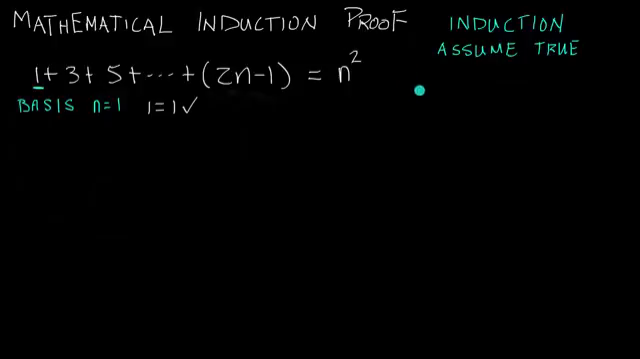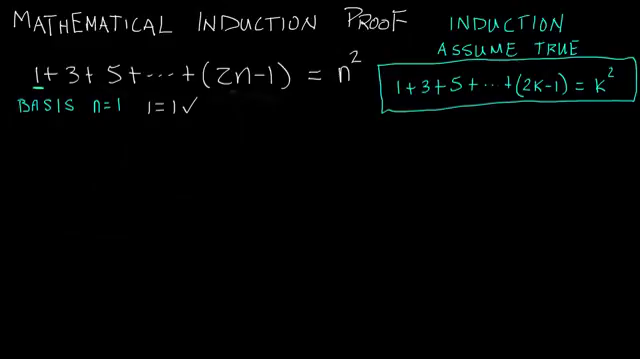What exactly we're assuming true is that 1 plus 3 plus 5 plus all the way up to some number where n is equal to k, so that would be 2 times k minus 1, is equal to k squared. What we're doing with the induction step is basically rewriting the entire statement, but where there's an n, we replace that with a k. So we have n here, we have k here, we have n squared on the right hand side, and we have k squared on the right hand side. So k is just representing some arbitrary number that we want to go up to, and we're just going to assume that is true for now. I'll go ahead and put this in a box.